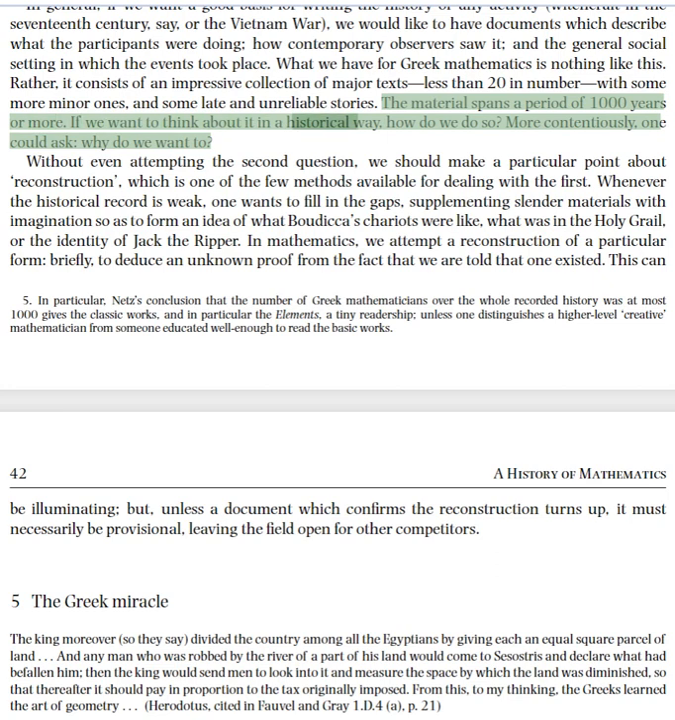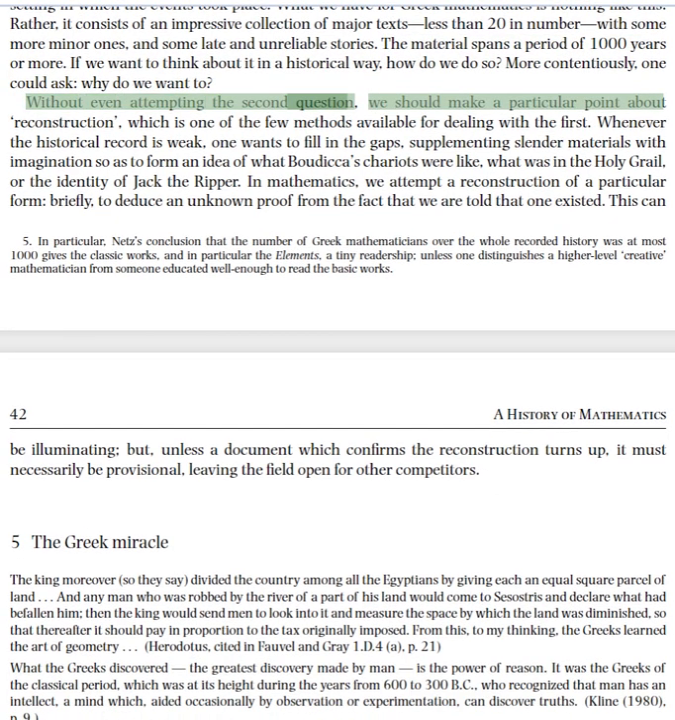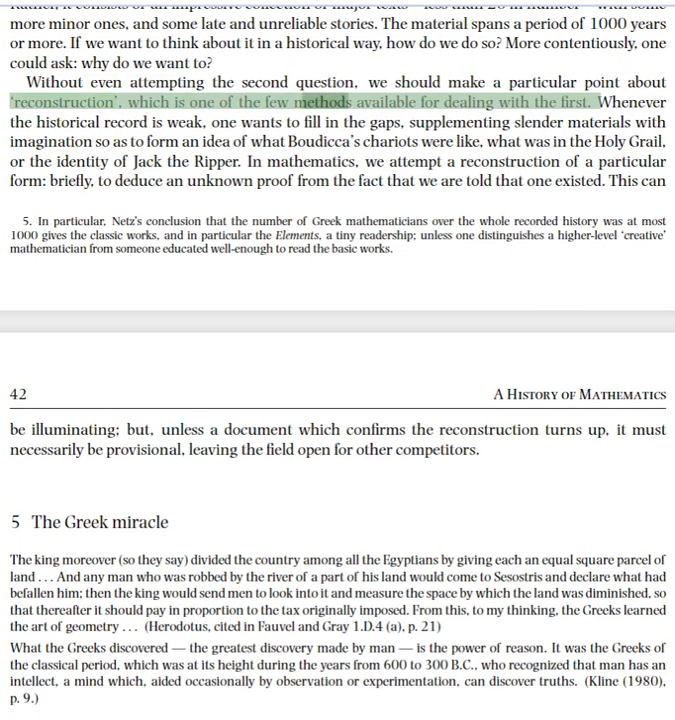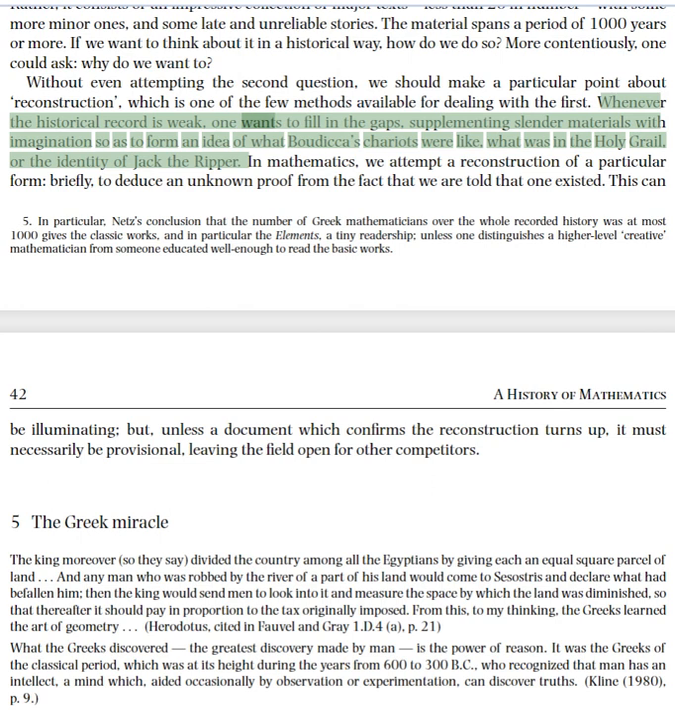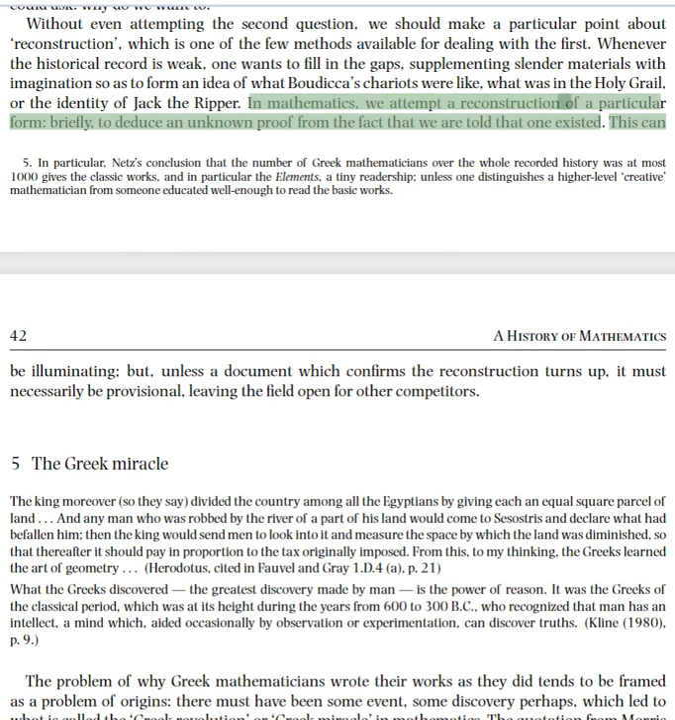If we want to think about it in a historical way, how do we do so? More contentiously, one could ask, why do we want to? Without even attempting the second question, we should make a particular point about reconstruction, which is one of the few methods available for dealing with the first. Whenever the historical record is weak, one wants to fill in the gaps, supplementing slender materials with imagination so as to form an idea of what Boudicca's chariots were like, what was in the Holy Grail, or the identity of Jack the Ripper. In mathematics, we attempt a reconstruction of a particular form, briefly, to deduce an unknown proof from the fact that we are told that one existed.